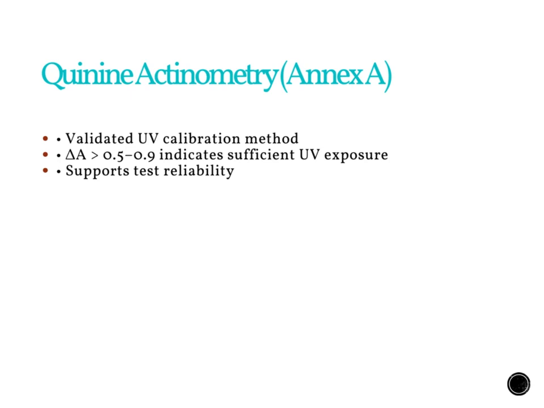This helps us confirm if the sample has received adequate UV exposure during testing. We measure the change in absorbance at 400 nanometers. For ampoules, a change of at least 0.9. For quartz cells, at least 0.5. This gives us a quantitative confirmation of light exposure, supporting the reliability of our test results.